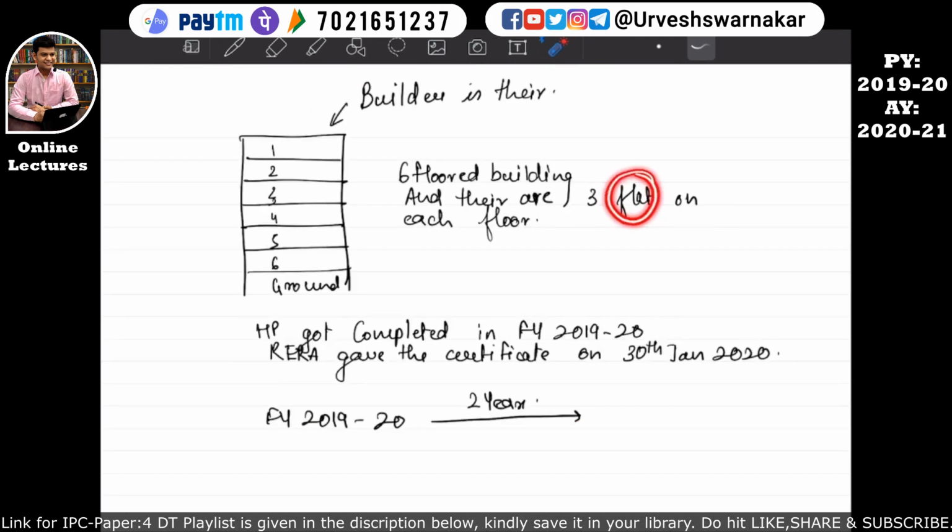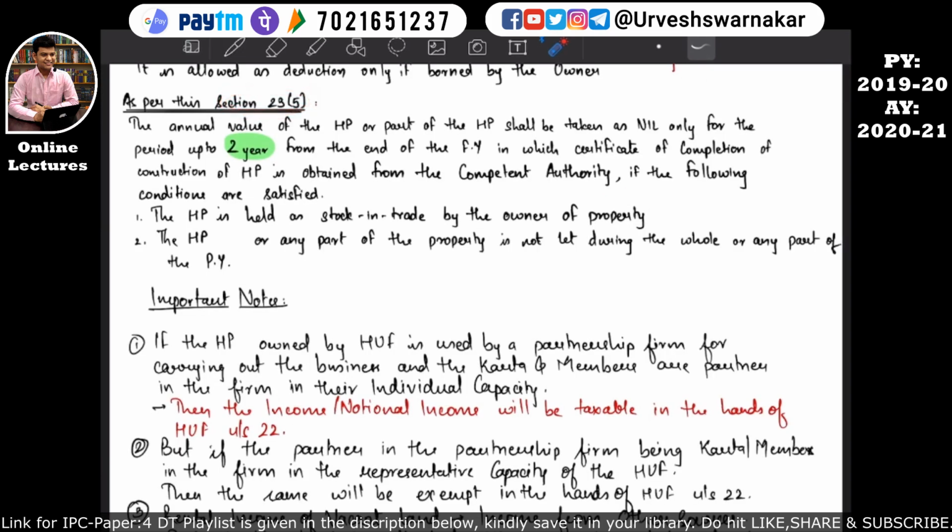Okay, and if the builder is taking these flats as his stock and he is not renting any of these flats until they are sold, then only this section 23 subsection 5 will be applicable. So this is what the condition is saying. The house property is held as stock in trade by the owner of the property, that means the builder. Okay, and the house property or any part of the property is not let out during the whole or any part of the previous year.